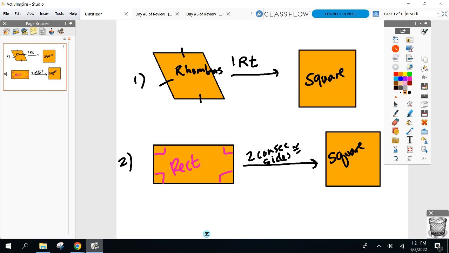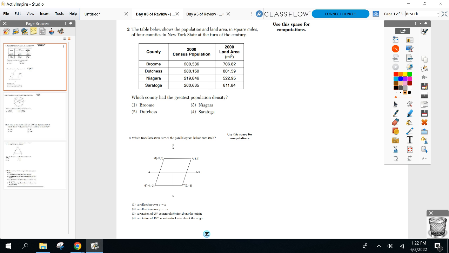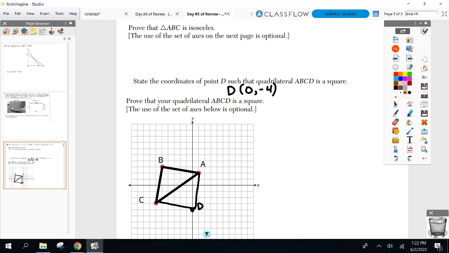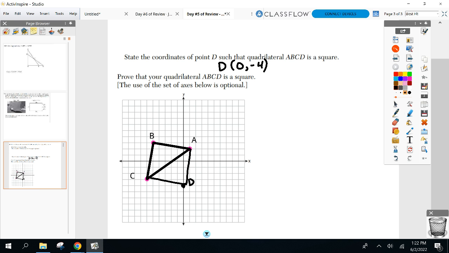How am I going to show all four sides congruent? Distance formula, yes. Or I could do Pythagorean theorem. And I keep saying use Pythagorean theorem. Do you guys even know what I'm talking about? Instead of distance formula, take all four sides and make them hypotenuses of right triangles. So if I'm going to find the distance of AB using Pythagorean theorem, see that right triangle I just made? A squared plus B squared equals side BA squared.